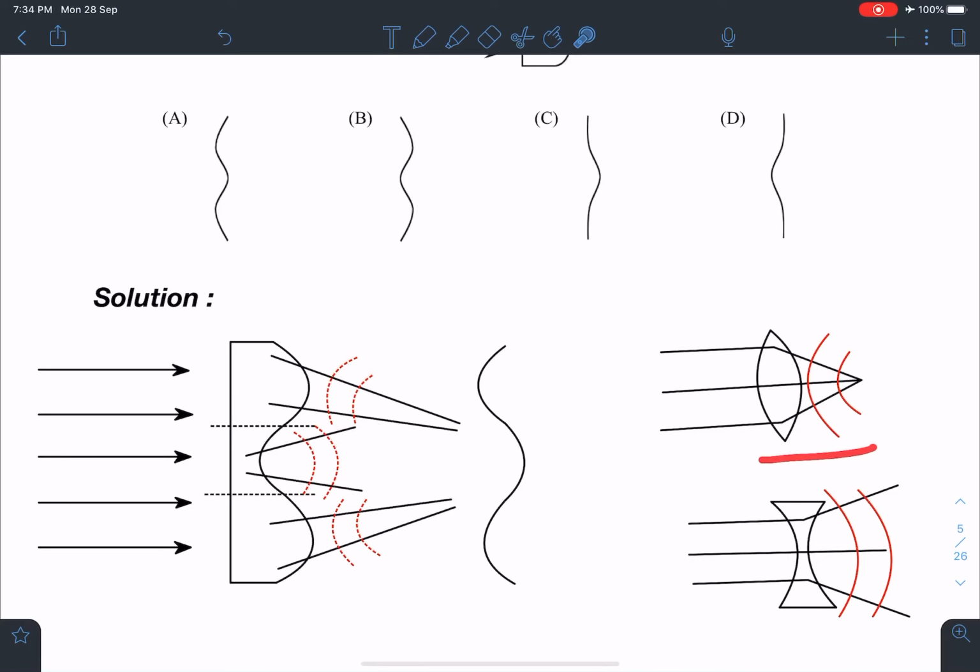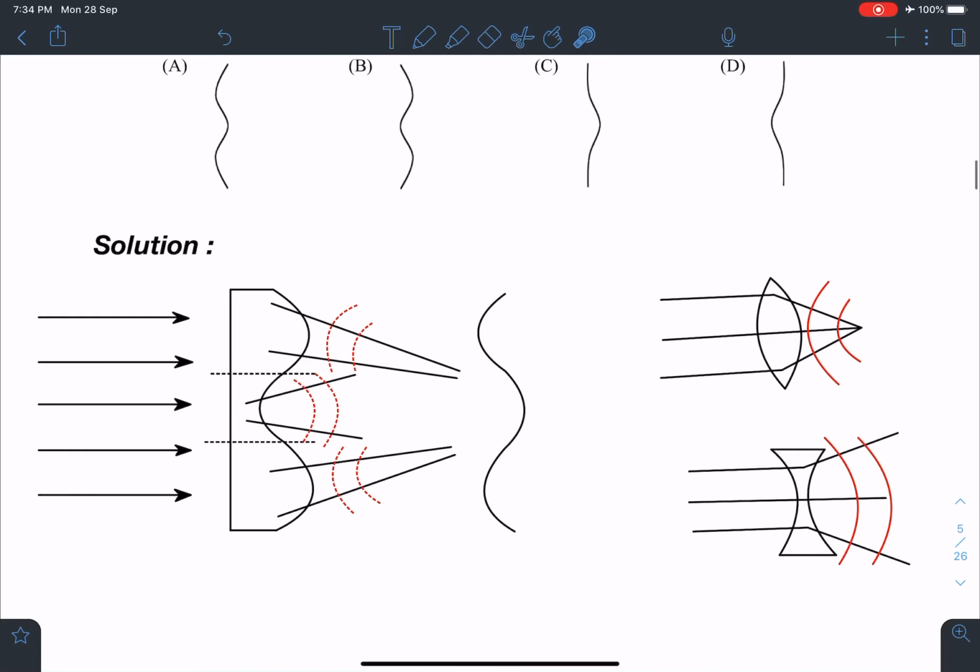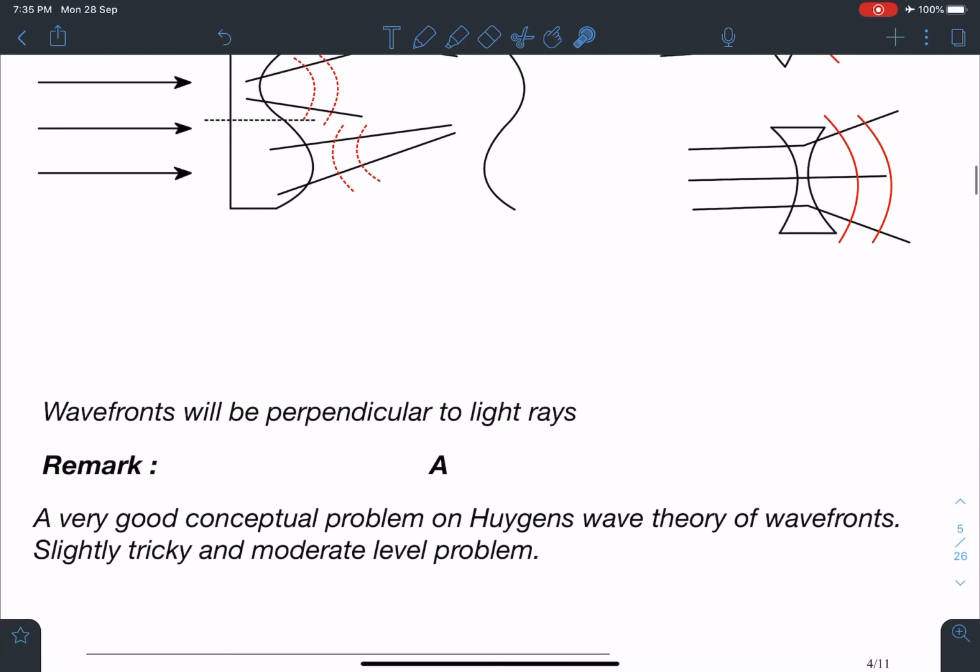Here I have shown it. These wavefronts are going to be perpendicular to light rays, and for diverging, these wavefronts are going to be somewhat similar to this. So in this part, these wavefronts are in this manner. Here again converging beam, so it is going to be somewhat like this. When we combine it, the rough shape of these wavefronts will be somewhat like this, which is in option A. So option A is the right answer for this question.